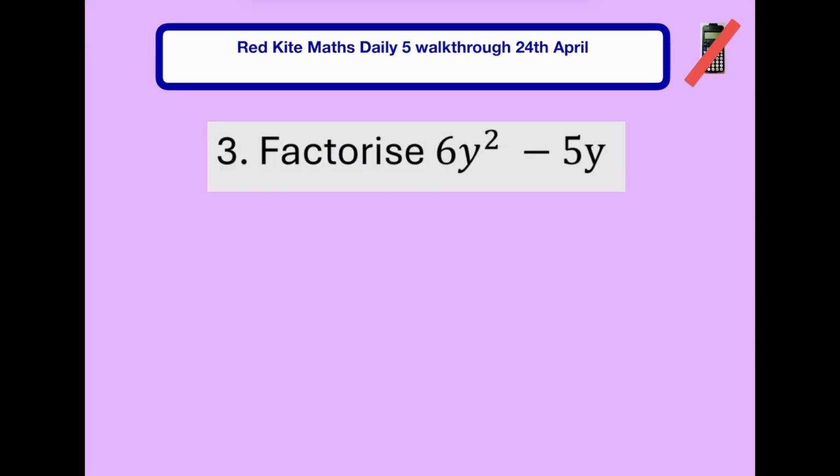Factorise 6y squared minus 5y. Factorise brackets. Then we have to think of a highest common factor. But it's tricky here because we've got our 6 and our 5. So we're going to look at the y. We're going to take the y outside the bracket, and then we're going to pop 6y here because y times 6y would give us 6y squared.